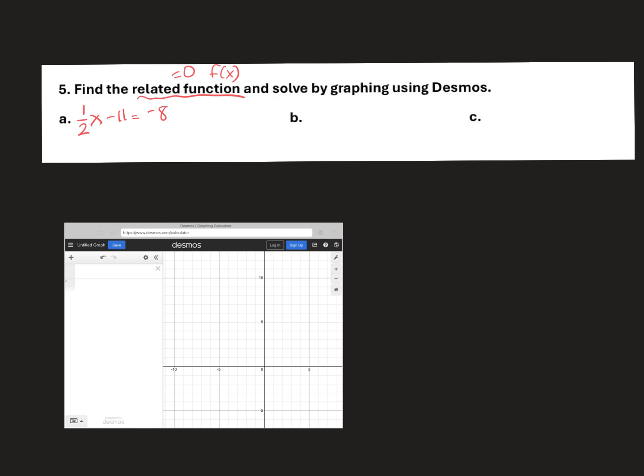So I'm going to add 11. I decided not to add 11. It would be faster if I add 8. So 1/2 x minus 3 equals 0. So my function is f of x equals 1/2 x minus 3. And I'm going to graph that using Desmos.